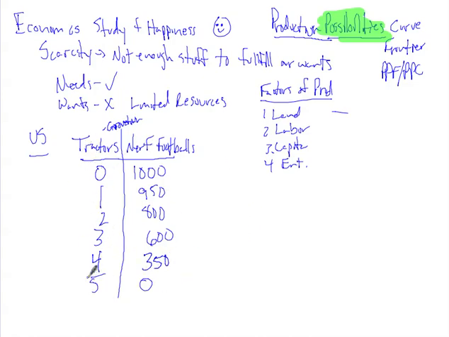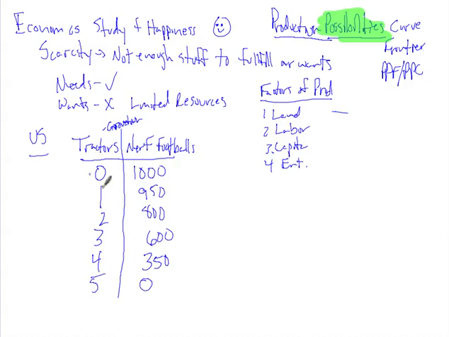Okay, here's a quick question for you. Why can't we produce 5 tractors and 1,000 Nerf footballs? If you think about that for just a second, the idea here is that if we're producing 1,000 of these, 100% of the resources are going to Nerf footballs, and so there's none left. If we're producing 5 of these, 100% of the resources are going to production of tractors, and there's nothing left to produce footballs. And so it would be physically impossible. We don't have enough resources to produce both 1,000 footballs and 5 tractors.